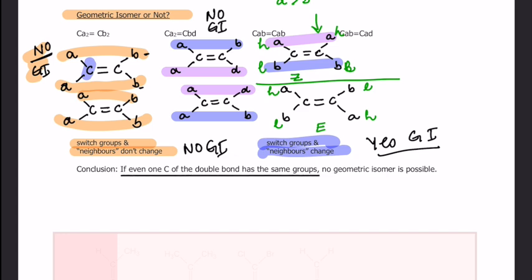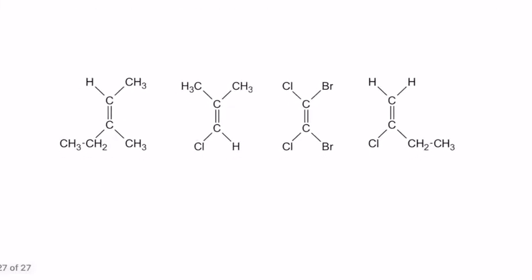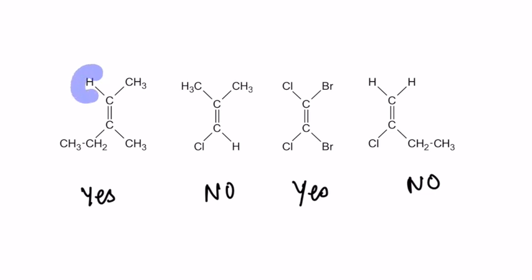So let's just practice. You can pause this video and try for yourself. Can you decide whether or not there is geometric isomerism possible in these following cases? Yes, no, yes, no. In the cases that have yes, what kind of geometric isomerism? Because there is a hydrogen present on one side, but there is no hydrogen present on the other side, the only kind of geometric isomerism possible here is E/Z. The same here, there is only E/Z geometric isomerism present.